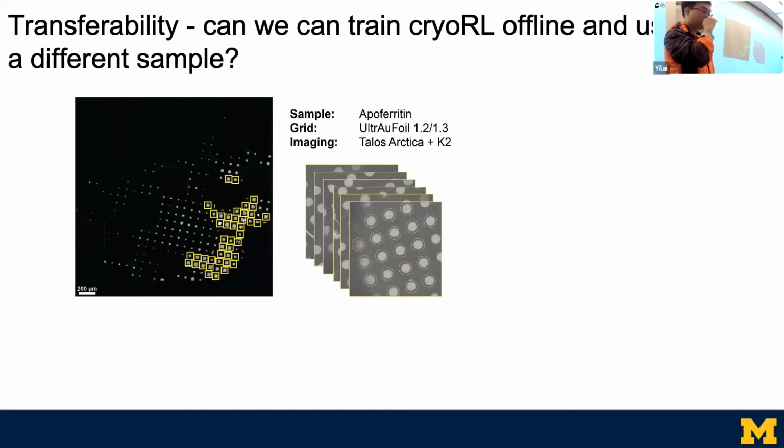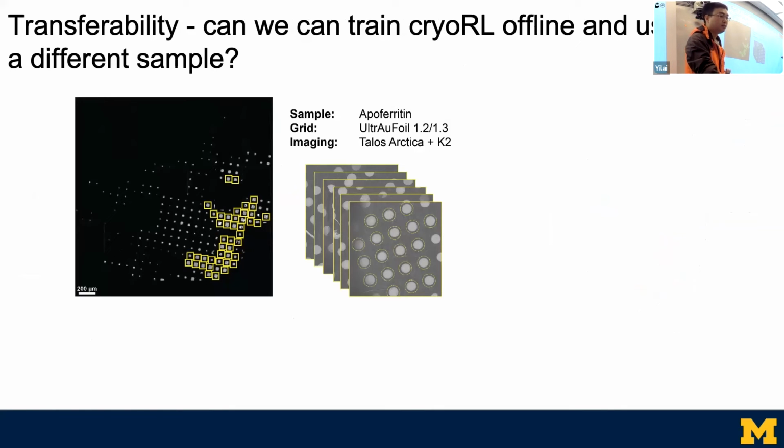So in real practice, what I've shown before is when the regressor and also the policy, the DQ network, are trained on a subset of the data itself. But in real practice, you don't want to have to systematically collect a few thousand micrographs, train some models and apply them on the rest of the data set. So we need to prove the transferability of the models and of this framework.